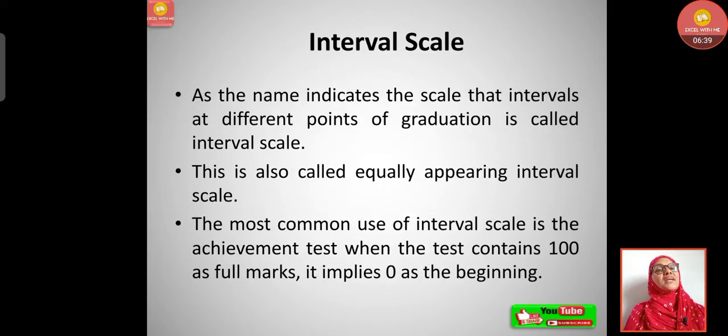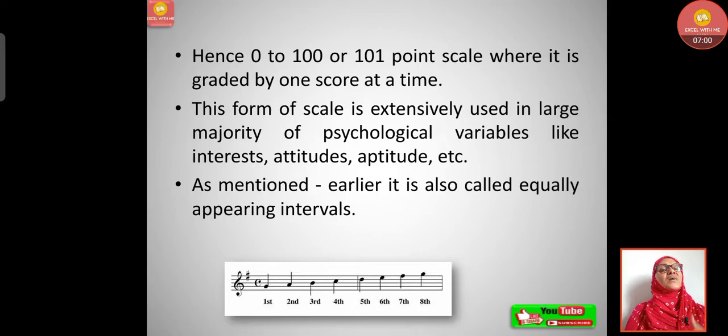As the name indicates, the scale that has intervals at different points of graduation is called interval scale. This is also called equally appearing interval scale. The most common use of interval scale is the achievement test. When the test contains 100 as full marks, it implies 0 as the beginning. Hence, 0 to 100 or a 101-point scale, where it is graded by one score at a time.